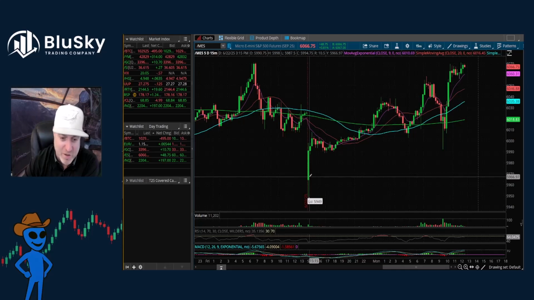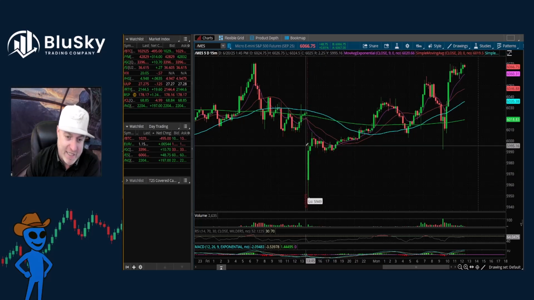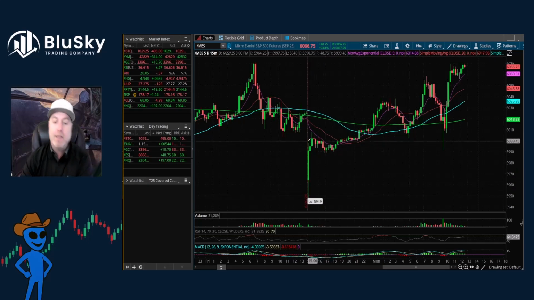It didn't take 15 minutes for this candle to get back up here. It was pretty fast. And so the gap down got smoothed out pretty quickly, and then we saw some gap fills.